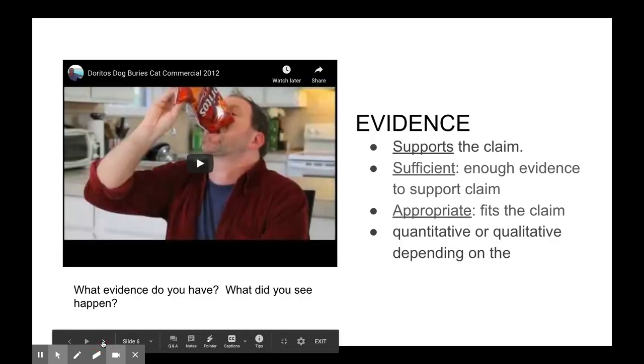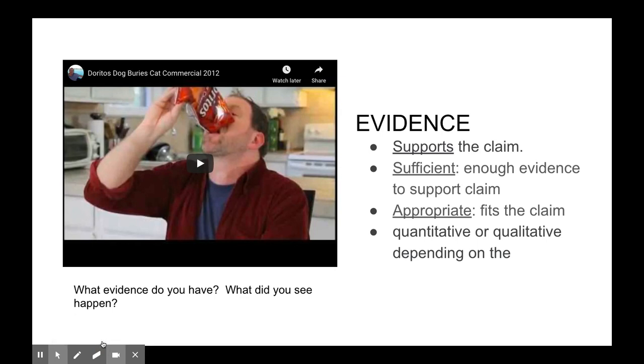So now the next thing that we want to do is, after we have made a claim, we need to support evidence to the claim. So the evidence must be adequate, appropriate, and sufficient. And so we want to make sure that the evidence is related to the claim. So again, looking at our video, we want to find evidence in the video to support the claim that the cat is dead.